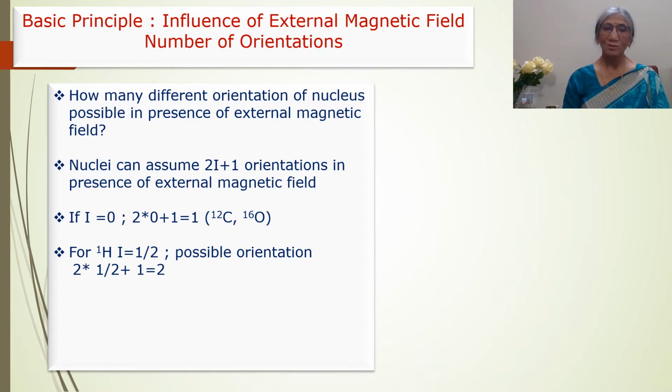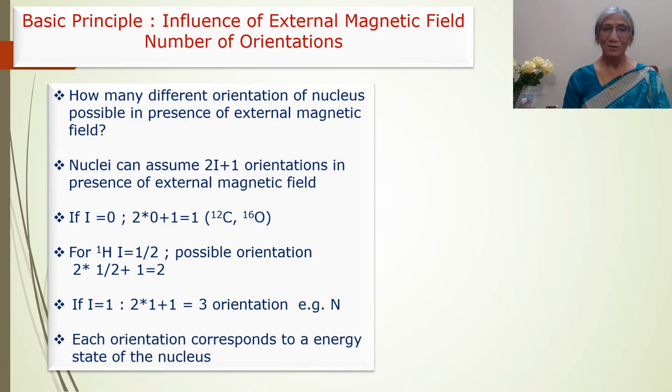For proton, the nuclear spin quantum number is equal to 1/2. Therefore, it can have two possible orientations. For nitrogen, the value of nuclear spin quantum number is 1. Therefore, it can have three orientations in the presence of an external magnetic field.